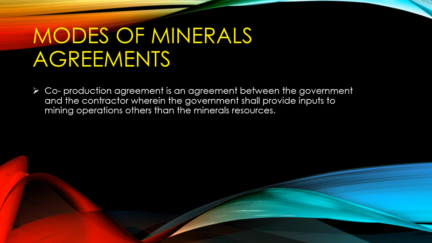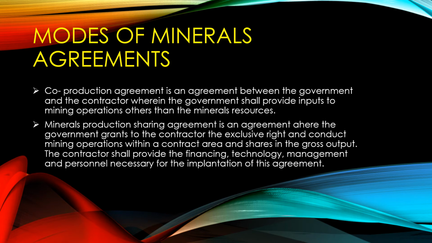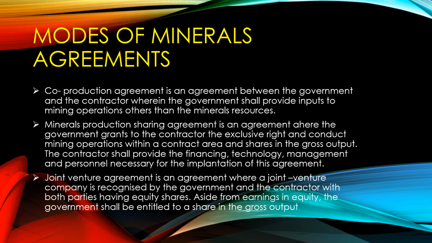Also, the contractor shall provide the financing, technology, management, and personnel necessary for the implementation of this agreement. Last is the joint venture agreement, an agreement where a joint venture company is recognized by the government and the contractor, with both parties having equity shares. Aside from earning in equity, the government shall be entitled to share in gross output. So it is not all for the contractor but also for the government.